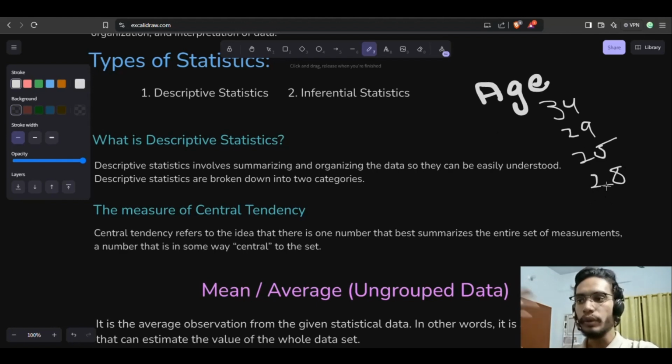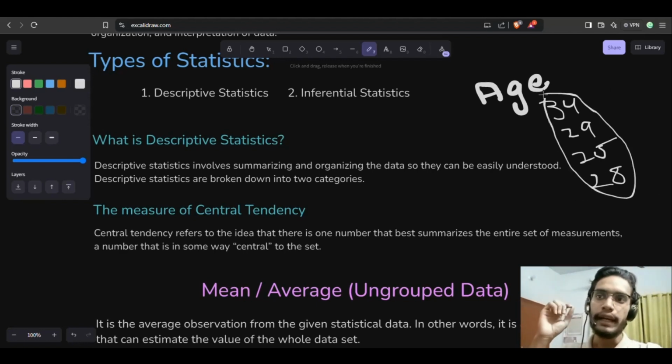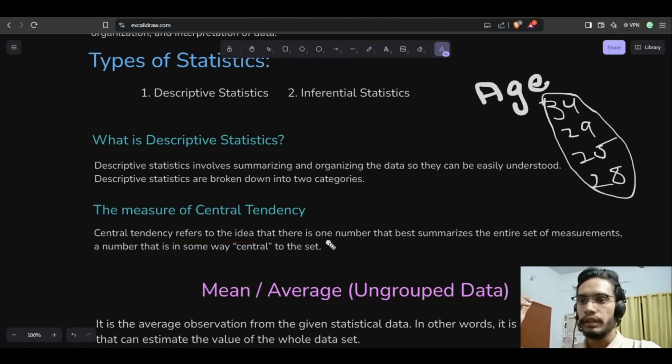Now, how do I get to know which age group people are in my company, right? There would be a single number that best describes this whole data, one number that can easily describe it. You can say that this is the average age of employees working in my company. That is central tendency, right? It is because it best summarizes the entire data set of the measurements. It is a number that is in some way central to the set, right?